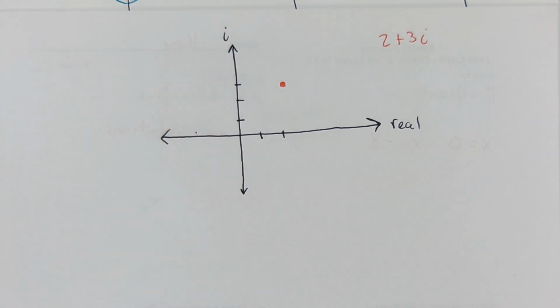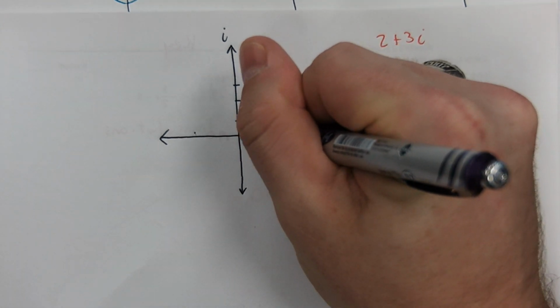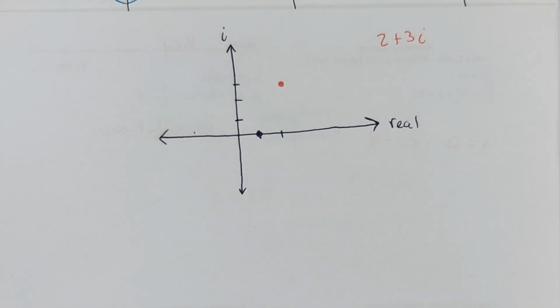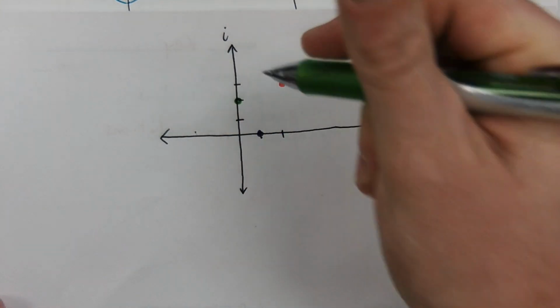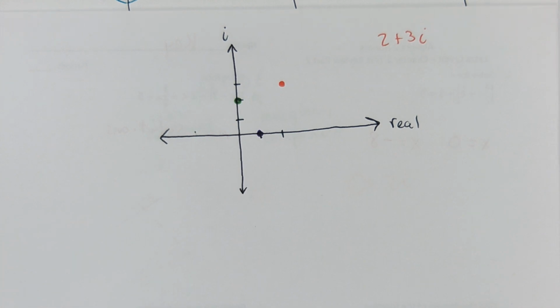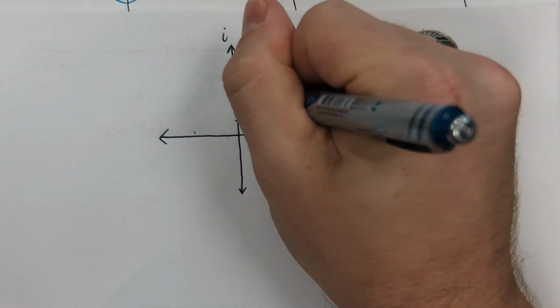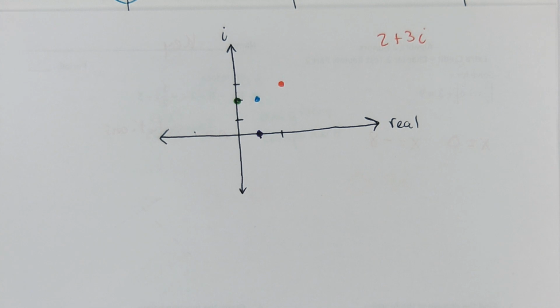They are still complex. For example, here's the number 1. That's 1 plus 0i. And here's the number 2i. 1 plus 2i. 2-dimensional. Has a vertical and a horizontal component. That is what complex numbers are.